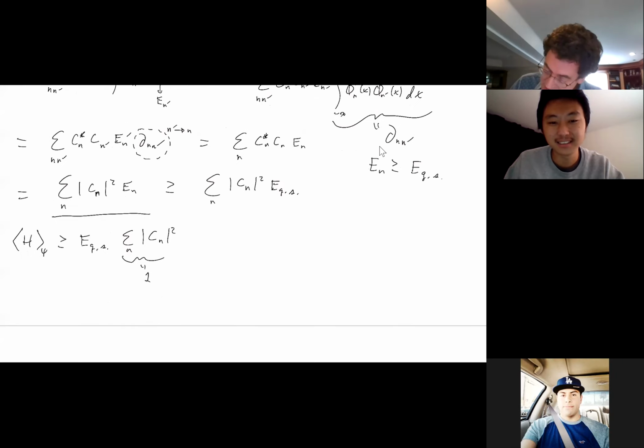Okay, so then that means that the expectation value of the Hamiltonian is greater than or equal to the ground state energy.